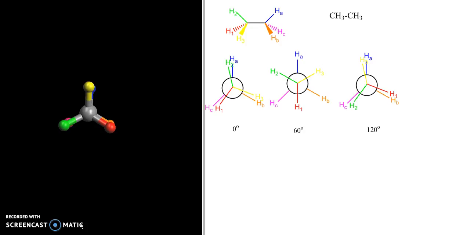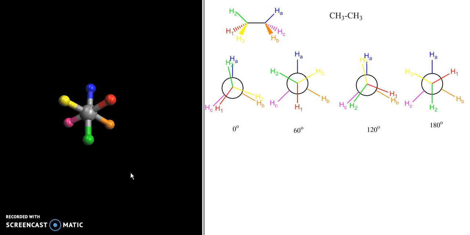Finally, I can do one more 60-degree rotation for a total of 180 degrees. And when I do that, again, I get a staggered conformation. And if I do that on my three-dimensional model, what I get is something like this, where now the blue and the green are anti to one another. The yellow and the orange are anti. The purple and the red are anti to one another.